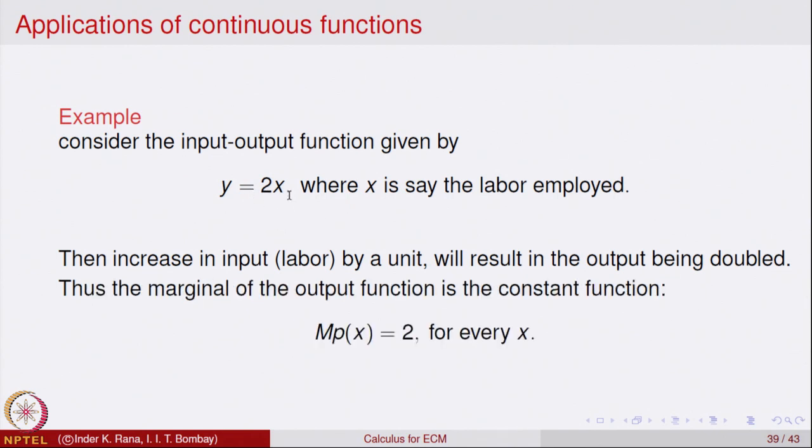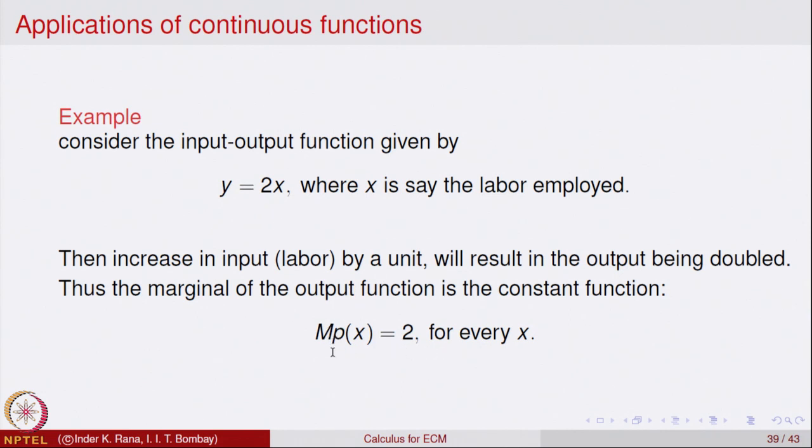If x goes to x plus 1, then this will go to 2x plus 2. So, y will increase by 2 units. An increase of 1 in x gives an increase of 2 in y. So, the marginal is equal to 2 for every x. When x goes to x plus 1, y will change by 2. So, MP of x is equal to 2.